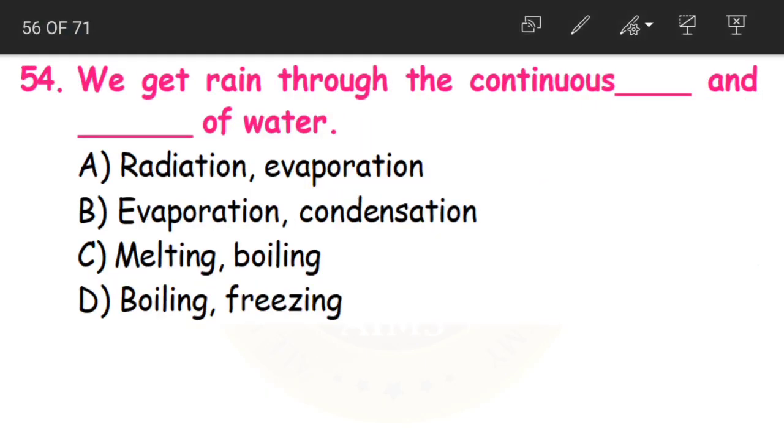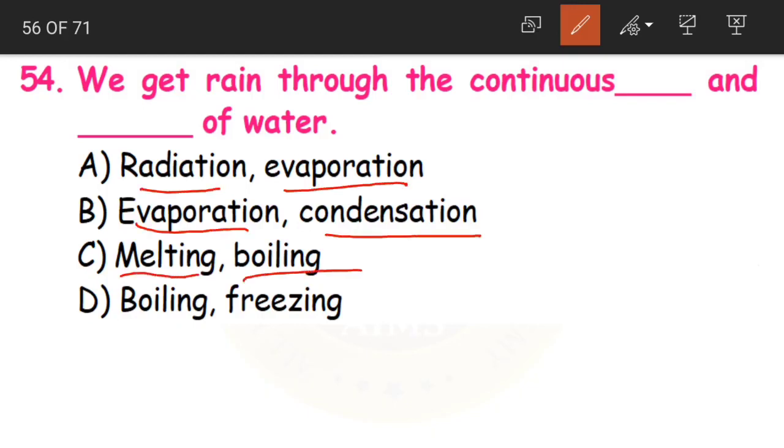54th question. We get rain through the continuous dash and dash of water. So here, how do we get rain? Through the continuous of which processes? Either radiation and evaporation, evaporation and condensation, melting and boiling, or boiling and freezing. So again the answer is evaporation and condensation.